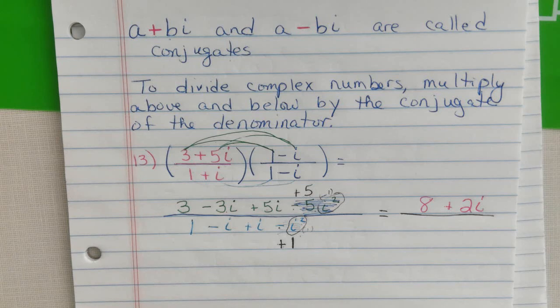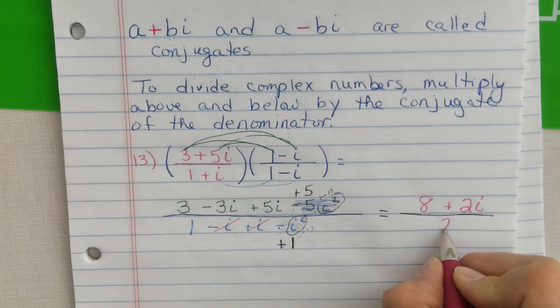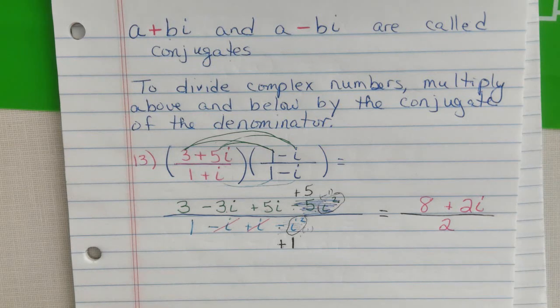And now on the bottom, what's happening? Are there going to be any i's? No, look, you see the i's subtract out. What number do we have on the bottom? Yeah, 1 plus 1, a 2. And we're still not finished.